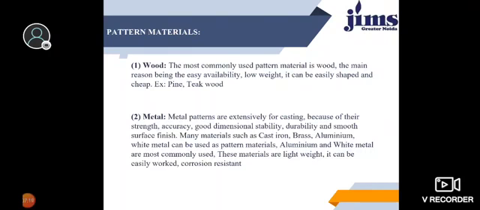Next is metal. Metal patterns are extensively used for casting because of their strength, accuracy, and good dimensional stability. They are durable enough and we achieve smooth surface finishing with the help of a metal pattern. Many materials such as cast iron, brass, aluminium, and white metal can be used as pattern material. Aluminium and white metal are most commonly used. These materials are light in weight, can be easily worked, and most importantly are corrosion resistant.